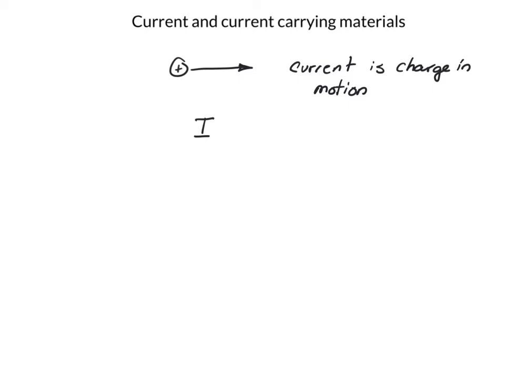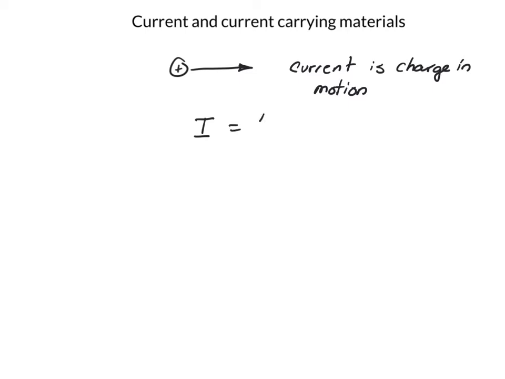This topic is on current and the types of materials that can carry current. So current's pretty simple. If I take a charge, let's make it a plus charge, and I move it, I've got current. Current is charge in motion. And I can basically define it by the letter I. I is typical for the symbol in current.